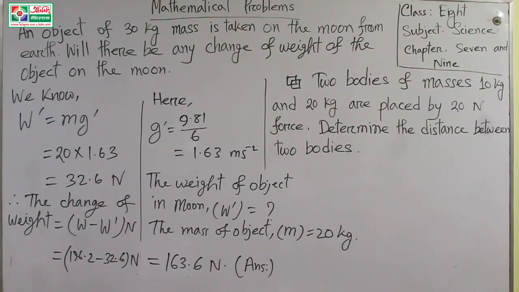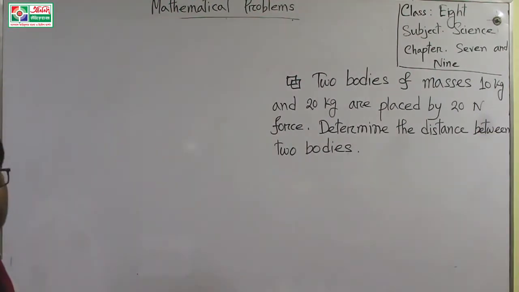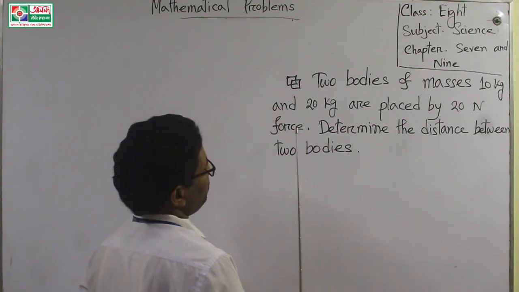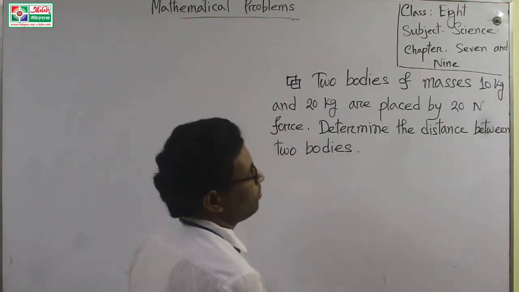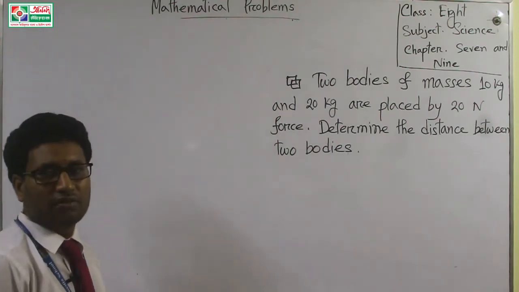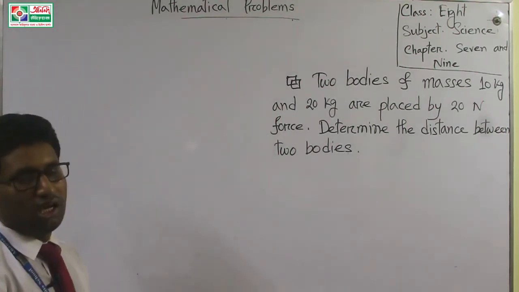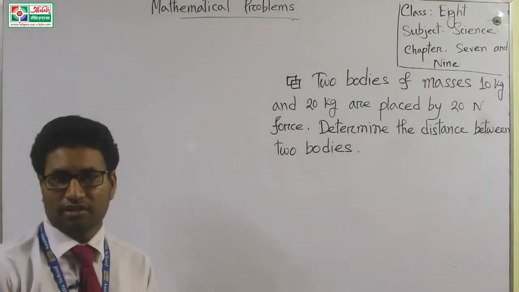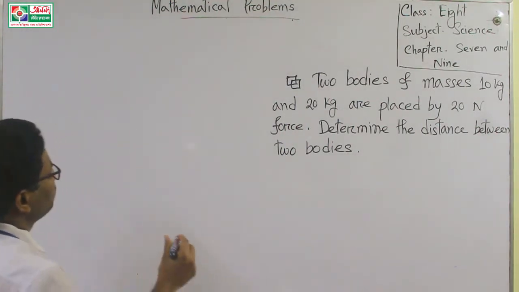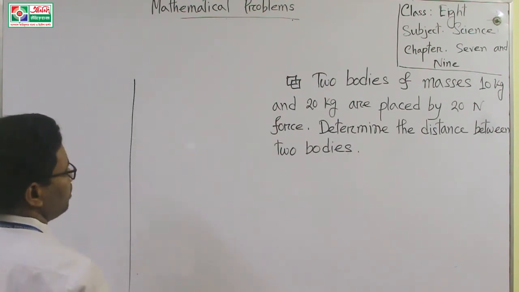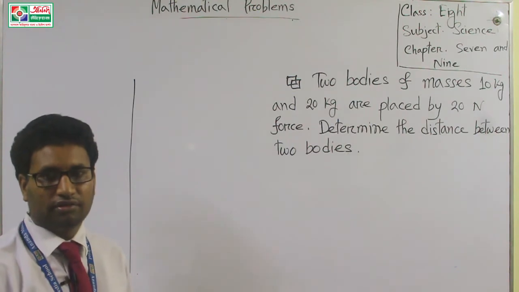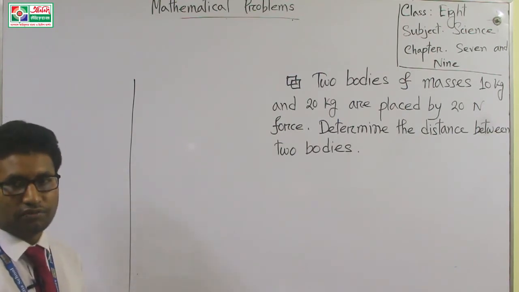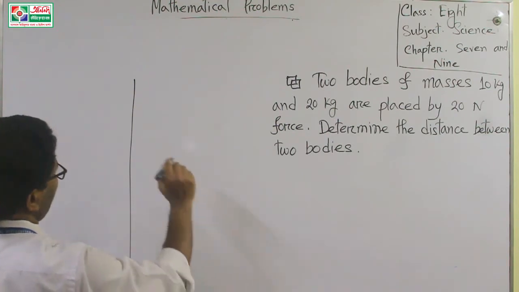Now I will calculate the value of second mathematics. Second math, two bodies of masses 10 kg and 20 kg are placed by 20 Newton force. Determine distance between two bodies. That means I will find out the value of distance between two objects. That means small d, the value of d. Now in this case, again at first I will draw a straight line, and the value of quantity write in the right side in whiteboard.